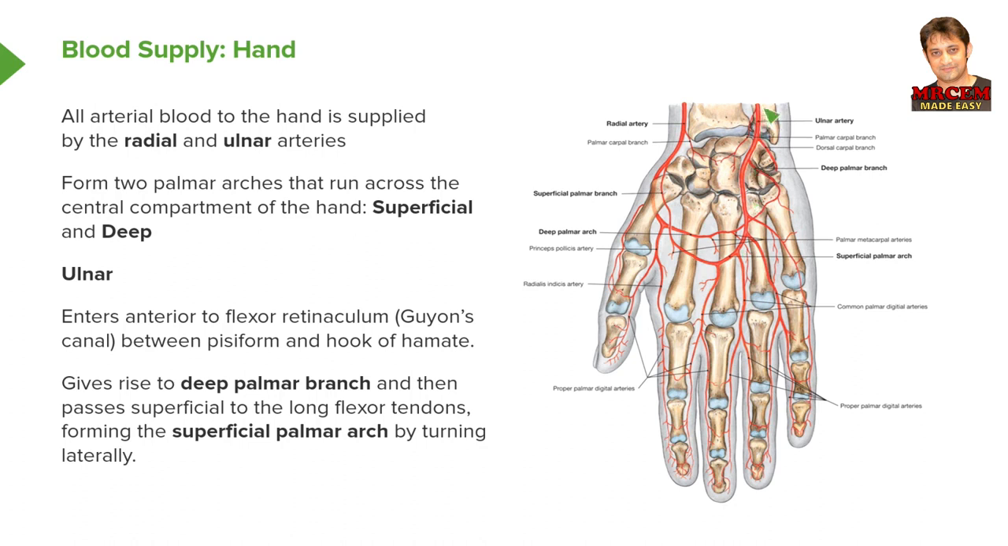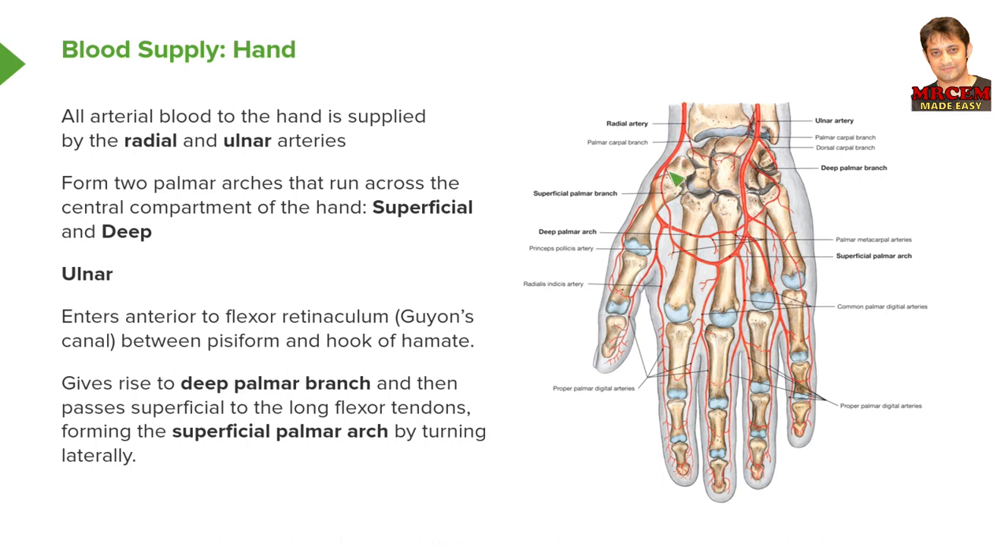So it enters, it gives rise to those carpal branches, it then gives rise to a deep palmar branch, which we'll come back to in a moment. But the main trunk of the artery carries on and it forms this loop, the superficial palmar arch. The superficial palmar arch will ultimately become the superficial palmar branch, which is coming from the radial artery.